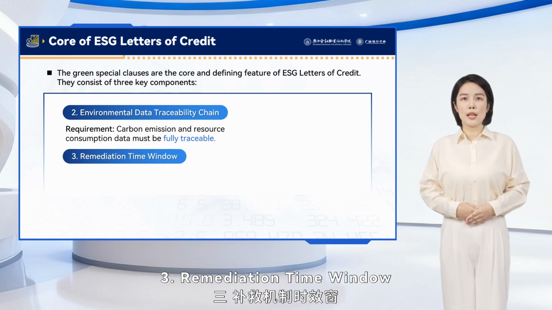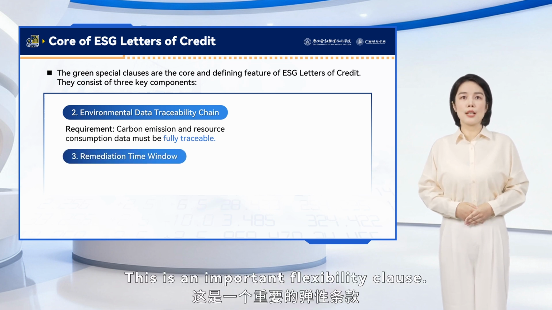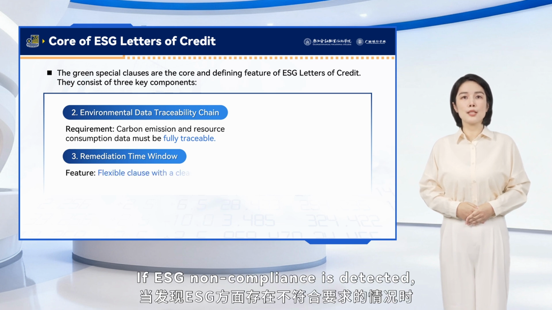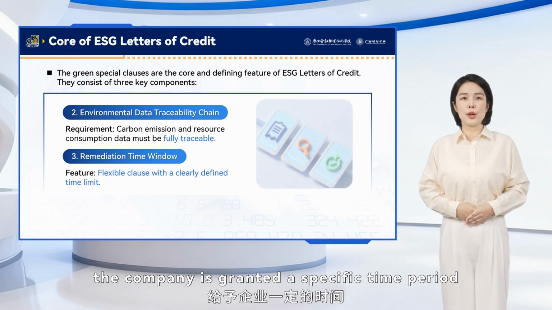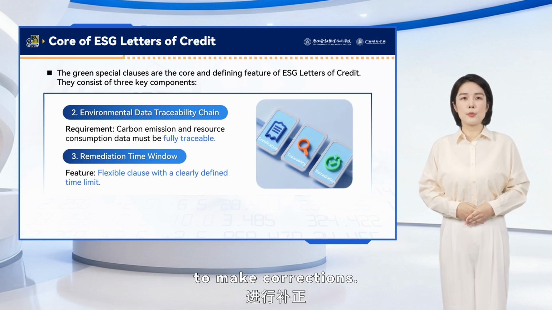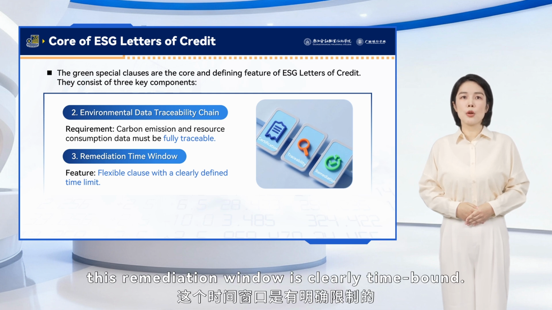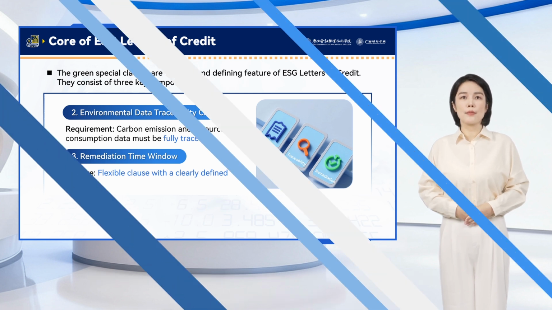3. Remediation time window. This is an important flexibility clause. If ESG non-compliance is detected, the company is granted a specific time period to make corrections. However, this remediation window is clearly time-bound.